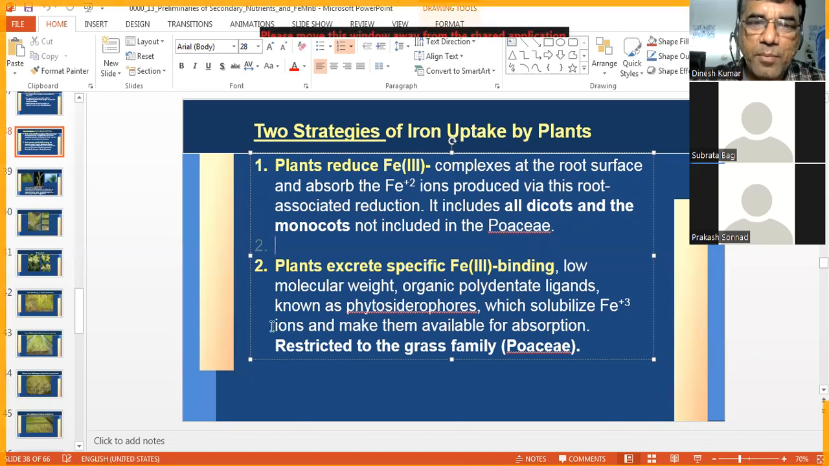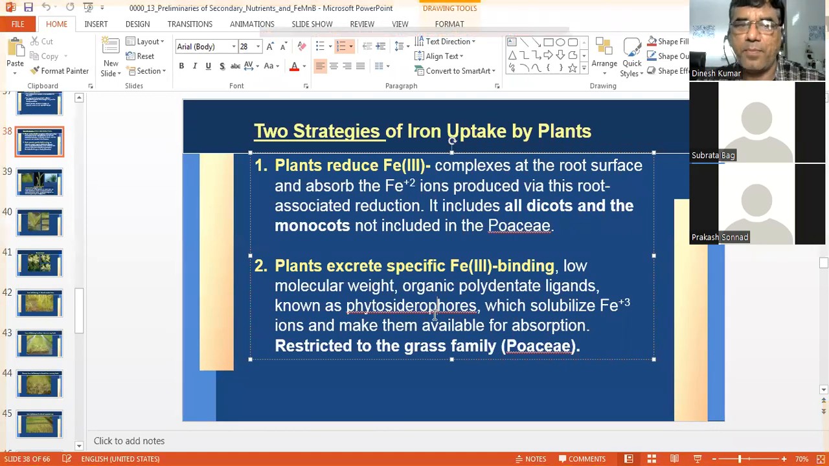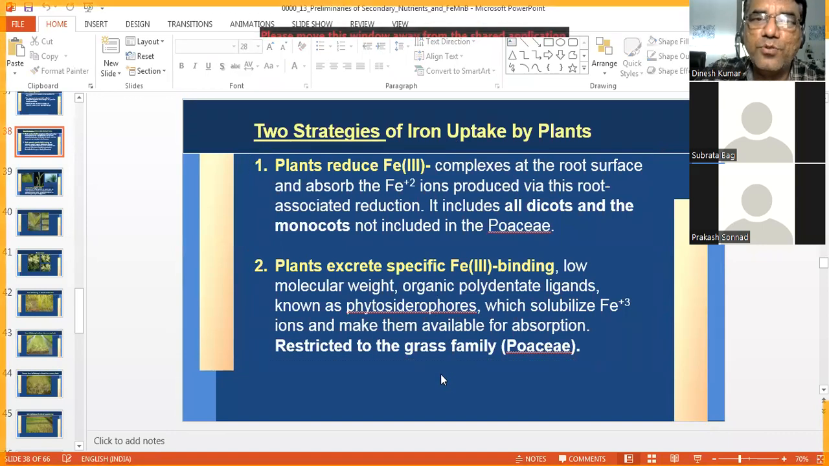The next is that plants excrete specific iron binding, meaning Fe3 binding, low molecular weight organic polydentate ligands known as phytosiderophores. So phytosiderophores are released by some plants, which solubilize Fe3 ions and make them available for absorption, restricted to the grass family. So this is the second mechanism. These are the two important mechanisms of iron uptake.